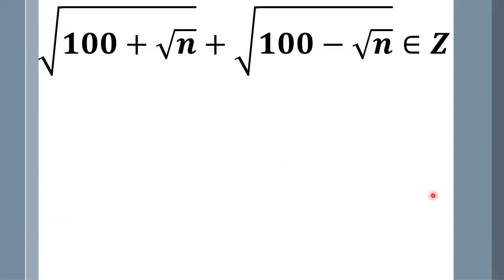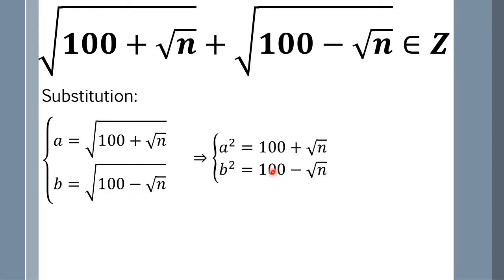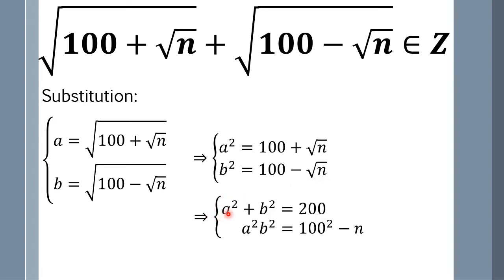Similar to what we did before, we do a substitution here by letting a be the square root of 100 plus the square root of n, and b be the square root of 100 minus the square root of n. From here, we can get a squared equals 100 plus the square root of n, and b squared equals 100 minus the square root of n, which leads to a squared plus b squared equals 200, and a squared times b squared equals 100 squared minus n.